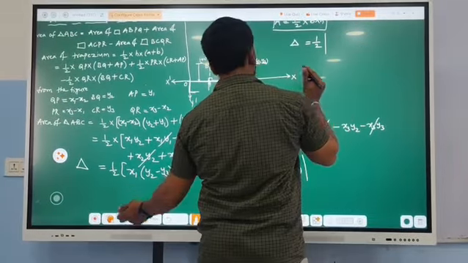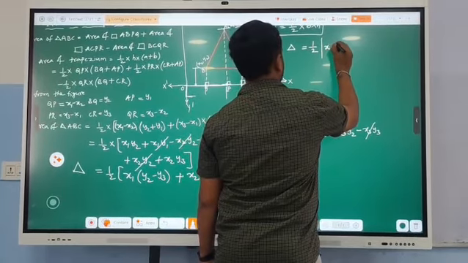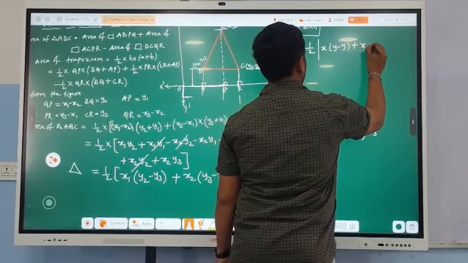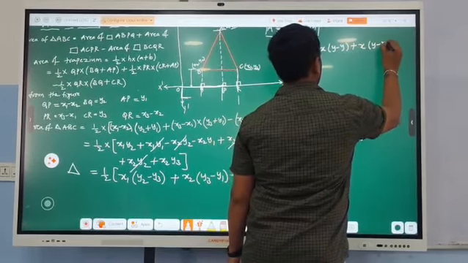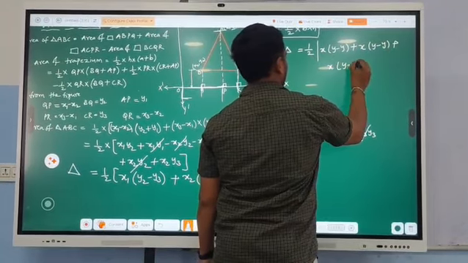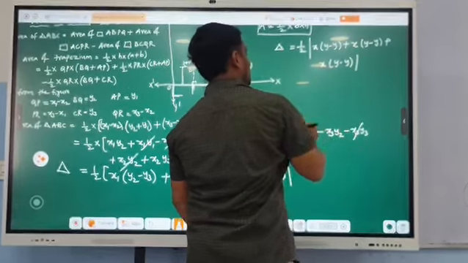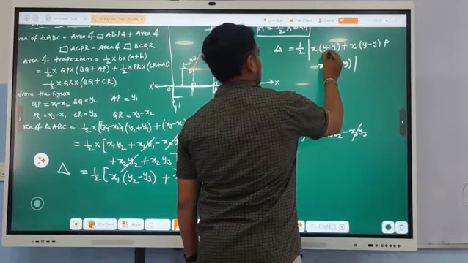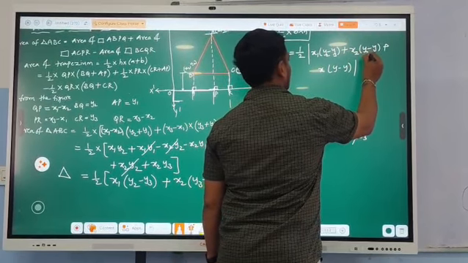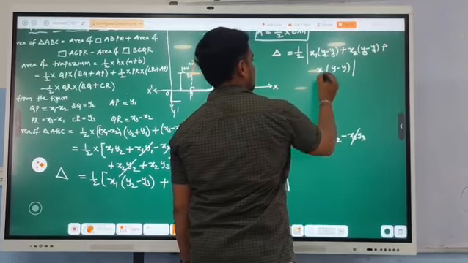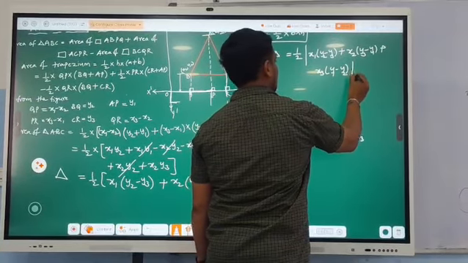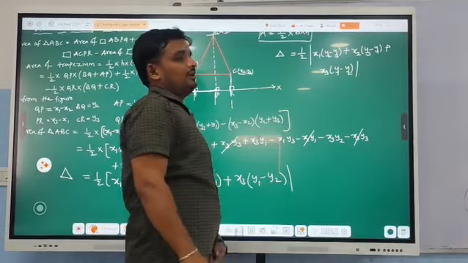So you can see here, simply you can write x1 of (y2 minus y3) plus x2 of (y3 minus y1) plus x3 of (y1 minus y2). For writing the numbers, you can write like this. This is x1, so you can write 1, 2, 3. Here you can start at 2, 2 after 3, 3 after 1, as well as if you start with 3, 1, 2. This is the formula derivation of the area of a triangle.